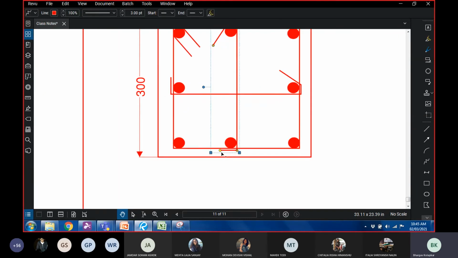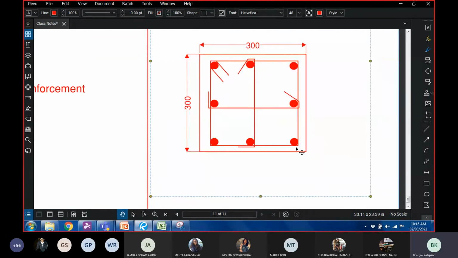So one bend is a 90-degree bend and the other one is a 135 bend. This is a single loop. The outer one is a single loop. And here, this is the 90-degree bend. This is the 135 bend.